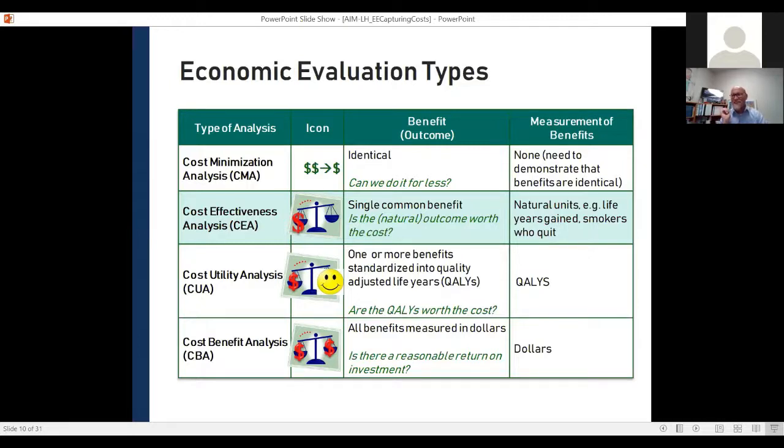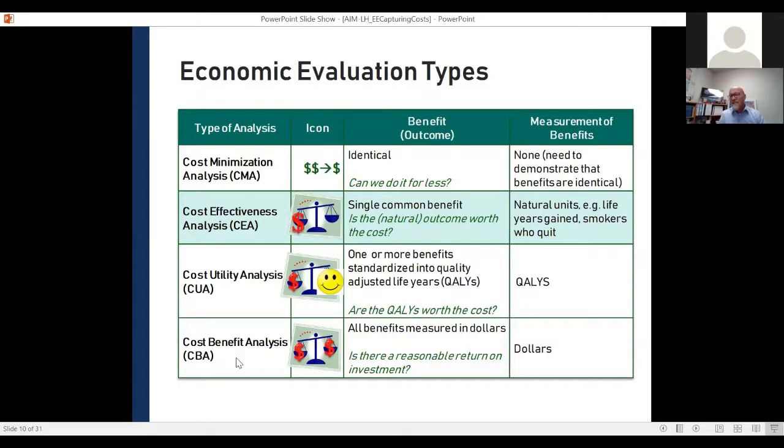I think there are entire courses taught on cost utility analysis, but I just wanted everyone to be familiar with that. And the question that it answers is whether the costs are worth the quality adjusted life years that come out as a result, as a benefit of that intervention. So therefore, dollar signs on one side and happy face on the other.